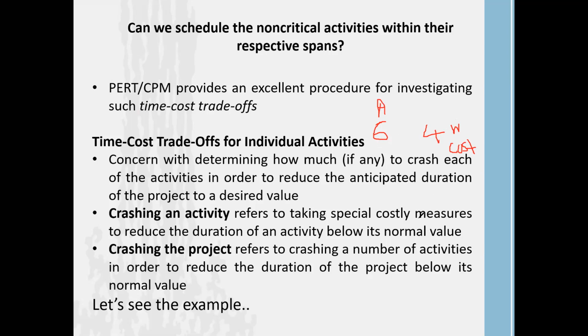Right? The crash time means what would be the reduction of this activity. How many weeks can we reduce from each activity, and where can we expedite the activity? Once we expedite the activity, like from earlier it was consuming 6 weeks, now we can complete it in 4 weeks. Then what would be the additional cost? That additional cost we identify as the crash cost. That is our crash cost.